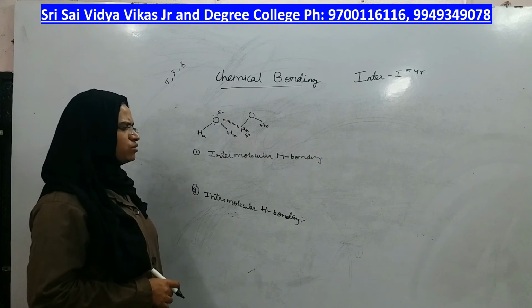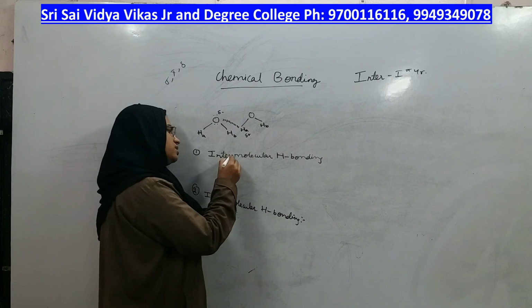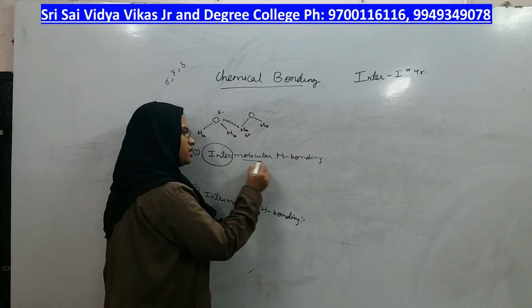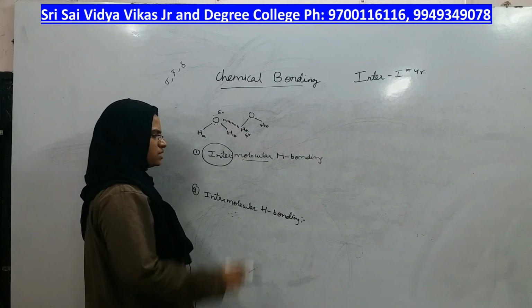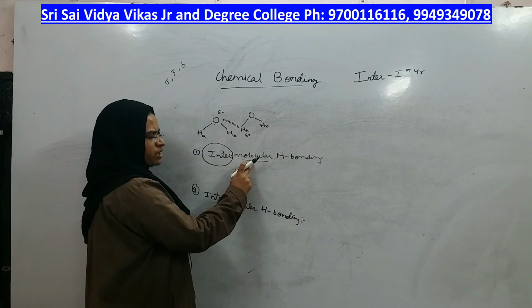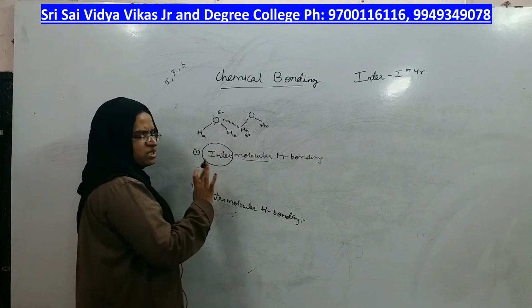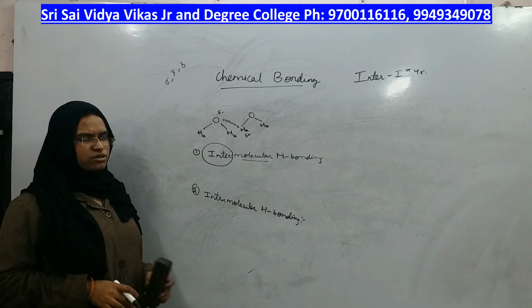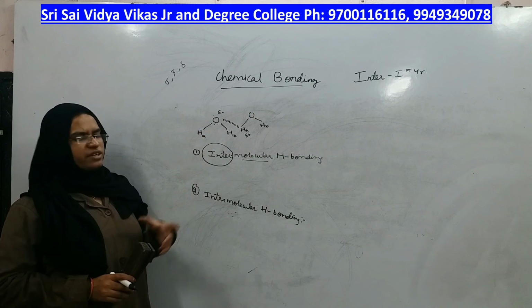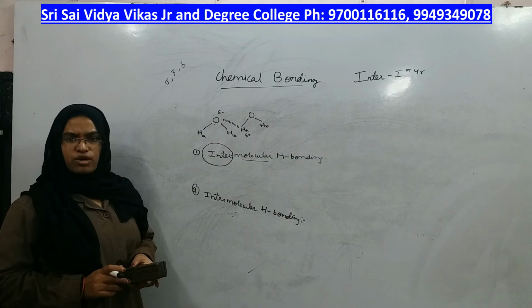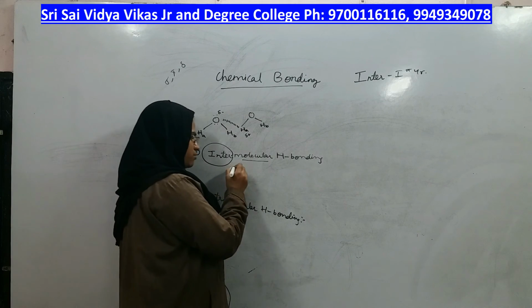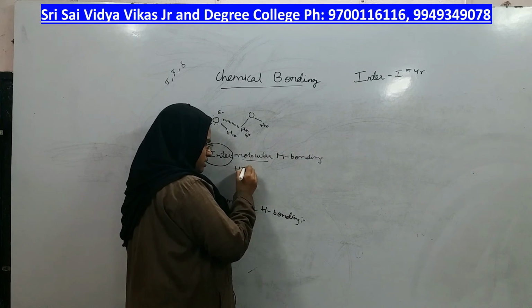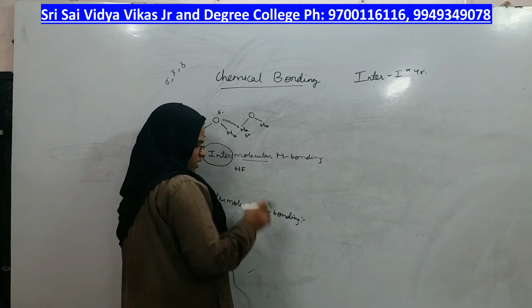Coming to intermolecular hydrogen bonding, inter means in between two molecules. In between two molecules, if hydrogen bonding is taking place, it is called intermolecular hydrogen bonding. The example I have taken is the water molecule. Not always the water molecule, you can also write the example of HF, right?